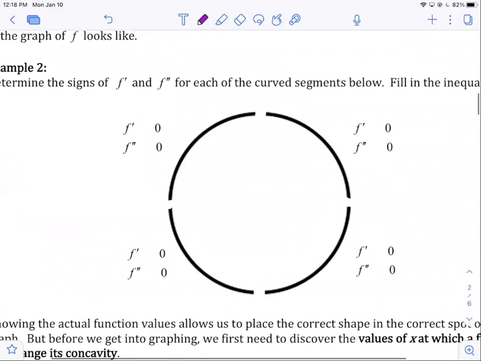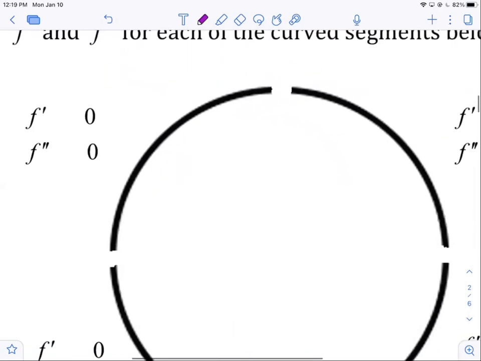So here's what we're going to do. This is example 2. We're going to take this circle that I partitioned into 4 different arcs, and go backwards. Instead of using f prime and f double prime information to sketch the graph, we're going to look at the graph and infer the sign of the first and second derivative. On this section, the function is increasing on this interval, and it's concave up or down? Down. Good. Any part of a frown is concave down.